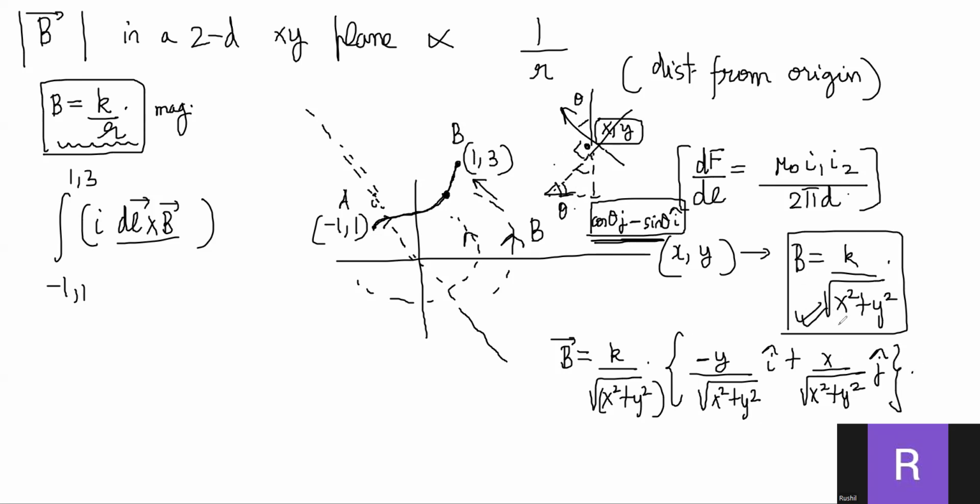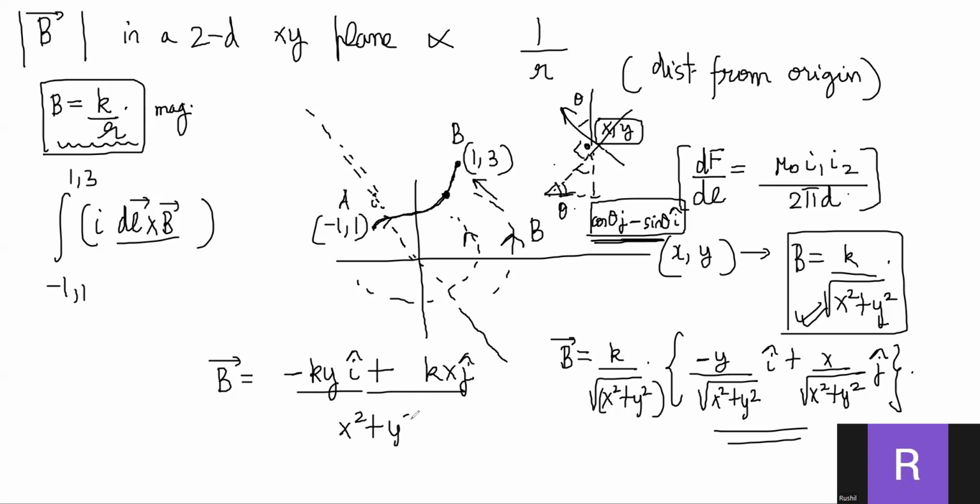This is k by r, the magnitude, and this is the direction. Overall, you're getting the magnetic field as (minus ky i plus kx j) whole divided by x square plus y square. This is my magnetic field.